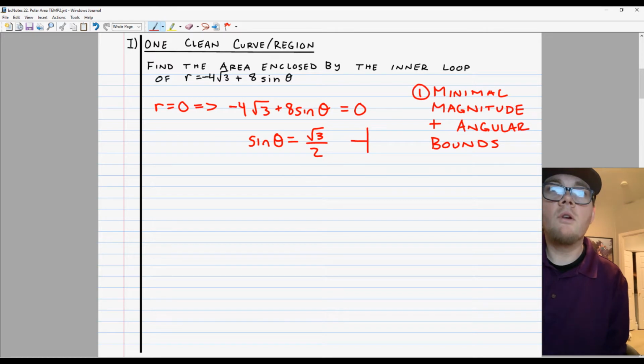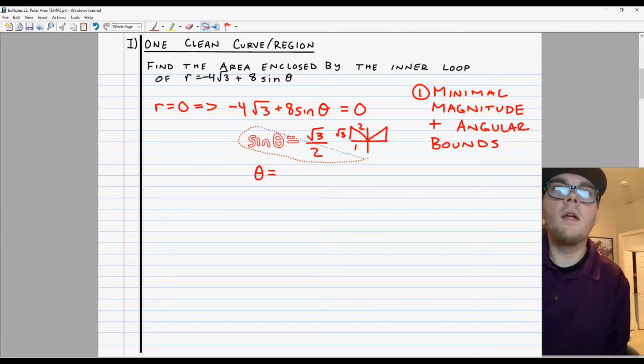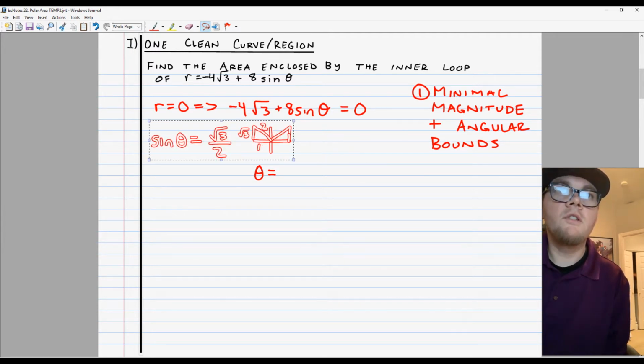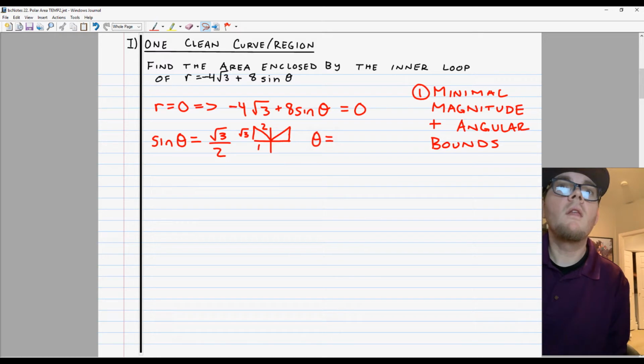which is the same thing as root 3 over 2. And that's nice. We can do a quick little picture of some stuff. Sine's positive in quadrants 1 and 2, so we're expecting those angles to be up there. And if sine is root 3 over 2, that means that we have a 60 degree reference angle. So in our case, theta should be equal to the two 60 degree reference angles in quadrants 1 and 2, which should be pi over 3 and 2 pi over 3. So we have our two minimum magnitude angular bounds.